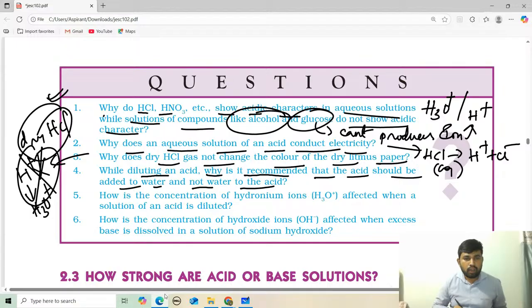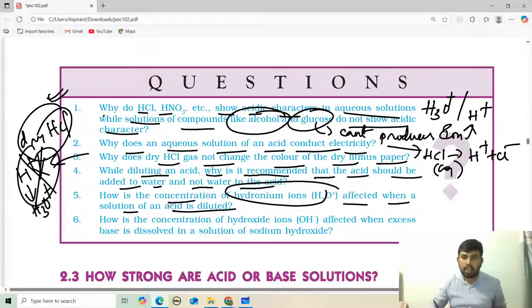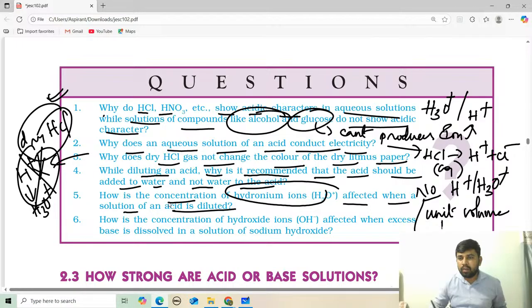How is the concentration of hydronium ions affected when the solution of acid is diluted? The number of H+ ions, or H3O+ ions, per unit volume is going to decrease.